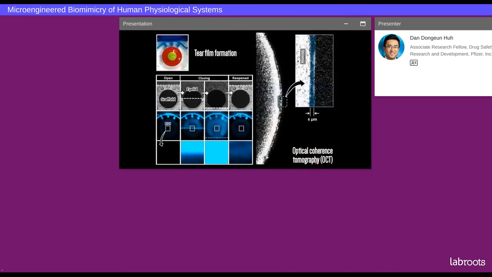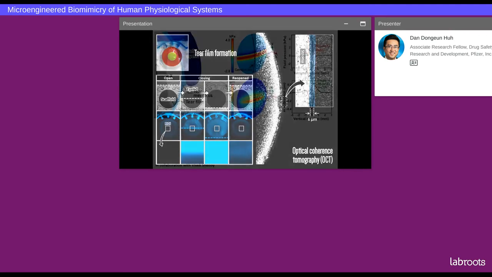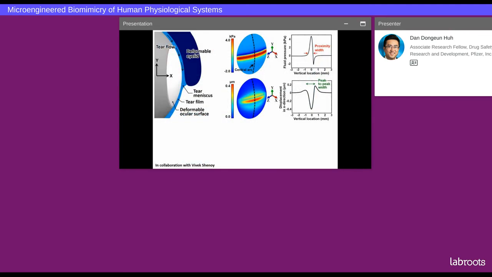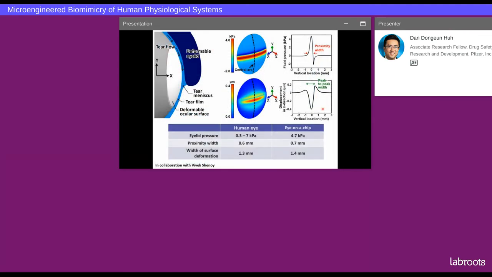We used OCT to image the tear film layer, which is about 6 microns, and this falls within the physiological range. Human physiological tear film thickness ranges from 5 all the way up to 10. I'll skip this, but we also did some modeling to show the similarities between human eyes and the eye on a chip in terms of the biomechanics.